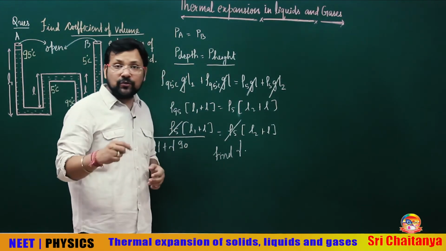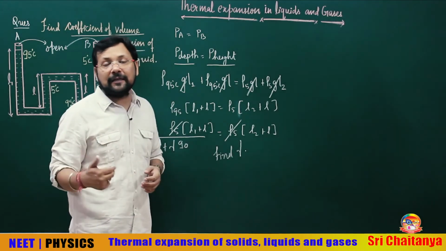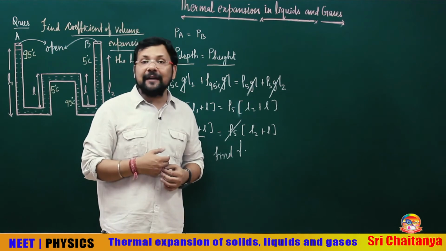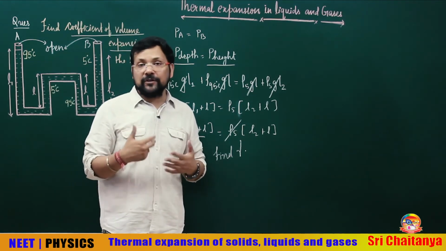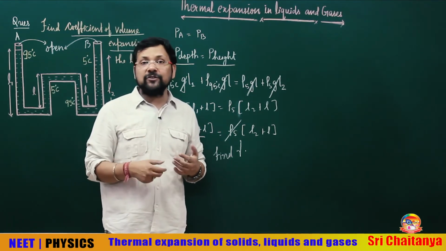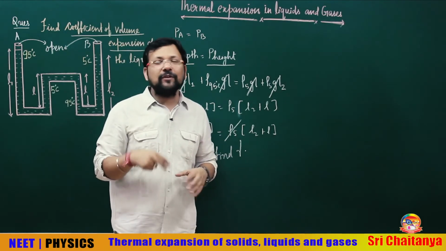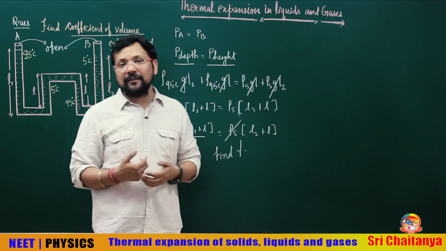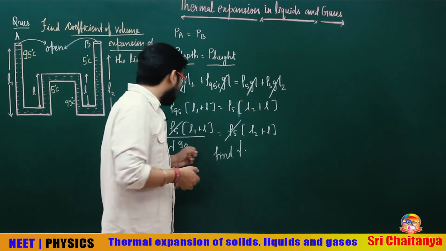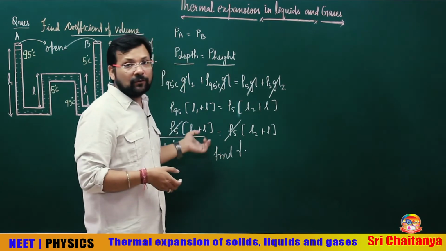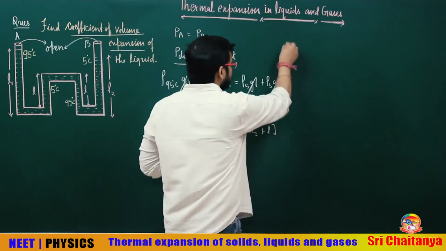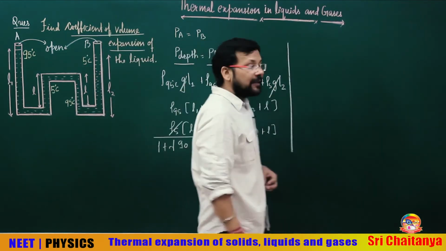We did not use rho into 1 minus gamma delta T because, first of all, it was not a solid, and second, the coefficient of cubical expansion was not known to us. So we cannot use, okay, this is very small. When this is not known, how can you assume that this is very small? So here this formula will be used. You cannot find it by rho in 1 minus gamma delta T. So this was the question based upon the density expansion.